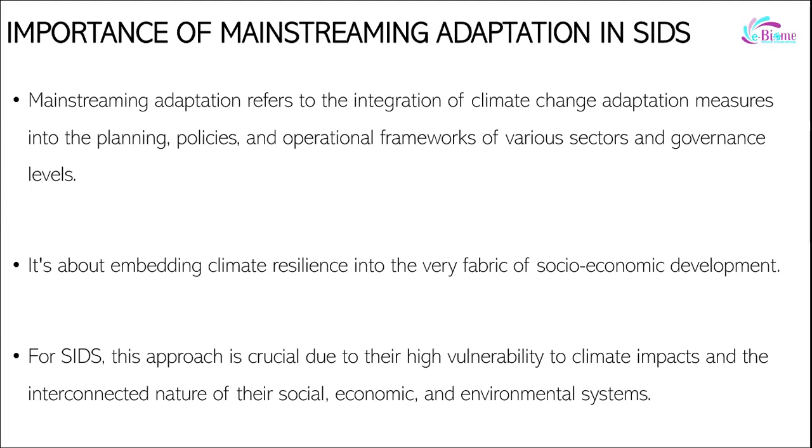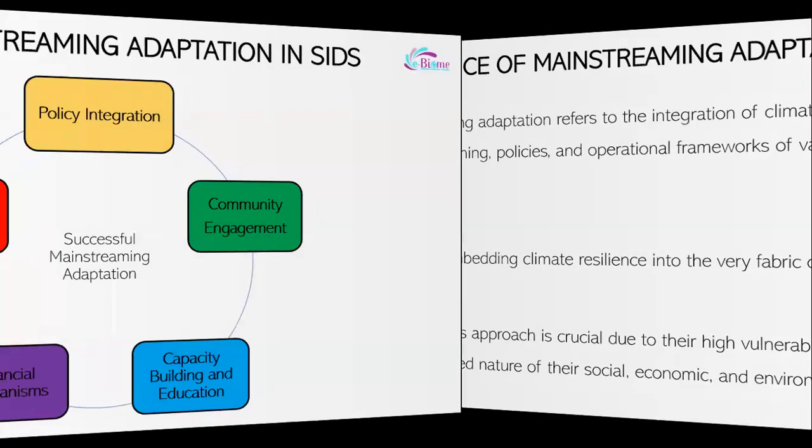Mainstreaming adaptation refers to the integration of climate change adaptation measures into the planning, policies, and operational frameworks of various sectors and governance levels. It's about embedding climate resilience into the very fabric of socioeconomic development. For SIDS, this approach is crucial due to their high vulnerability to climate impacts and the interconnected nature of their social, economic, and environmental systems.